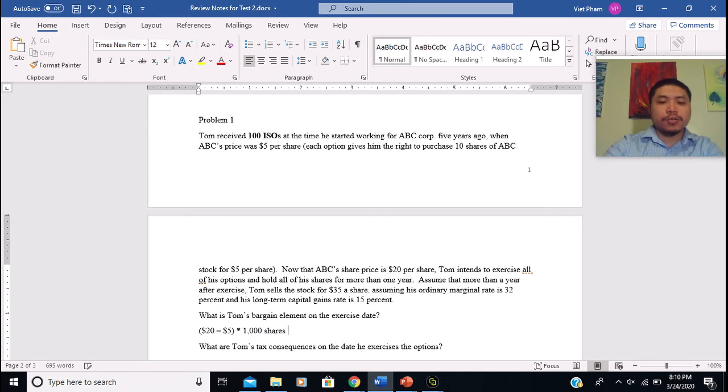1,000 shares, so it's going to be 15. So it's going to be $15,000. Right, so that's the bargaining element.